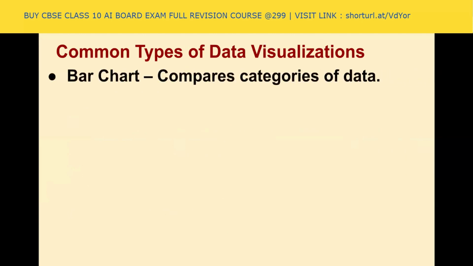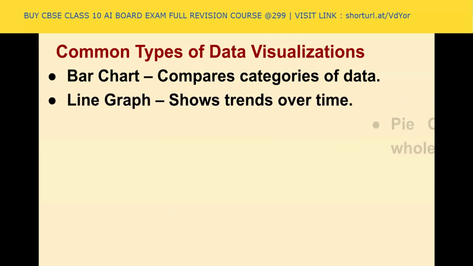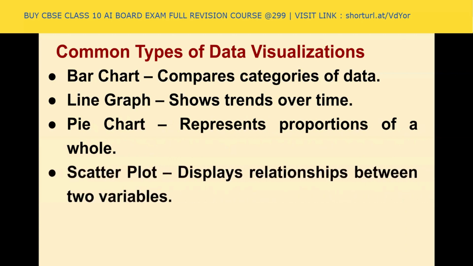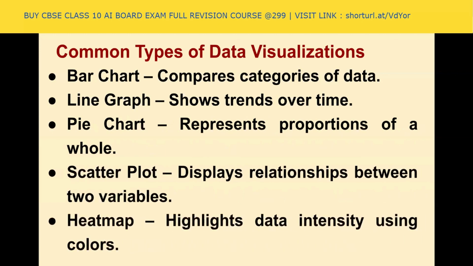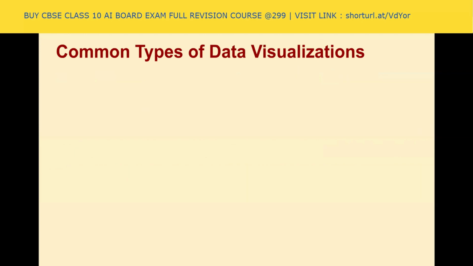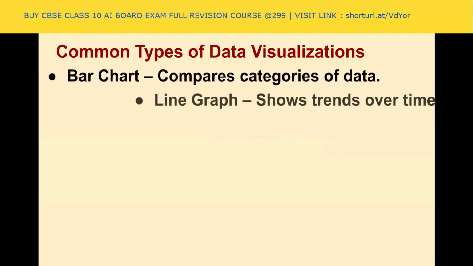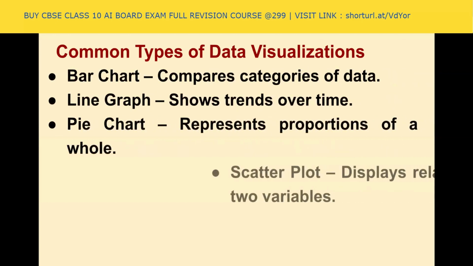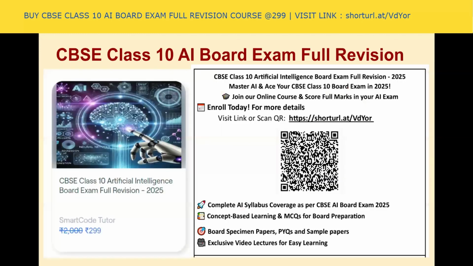Now, what are the common data visualizations? Bar charts compare categories of different data. A line graph, like the speed-time and distance graphs you have seen, is very helpful. A pie chart represents the proportion of the whole. A scatter plot tells the relationship between two variables. A heat map tells the data intensity using colors. A bar chart compares the categories. The line graph is the same as what we have just done.